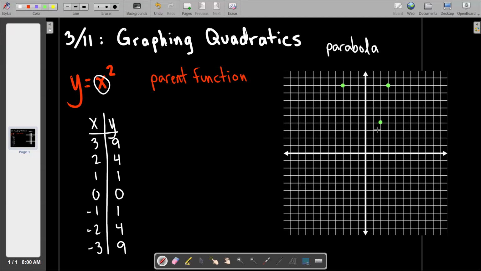And then there's 2, 4 and negative 2, 4. And then there's 1, 1, negative 1, 1, and 0, 0. The hardest part of the lesson, I mean, there'll be some sort of tricky math that we do here in the next 20 minutes or so, but the real difficulty once you nail the math is trying to make the graphs look right. So when we graph this quadratic, we want to make it look like it's a smooth curve.